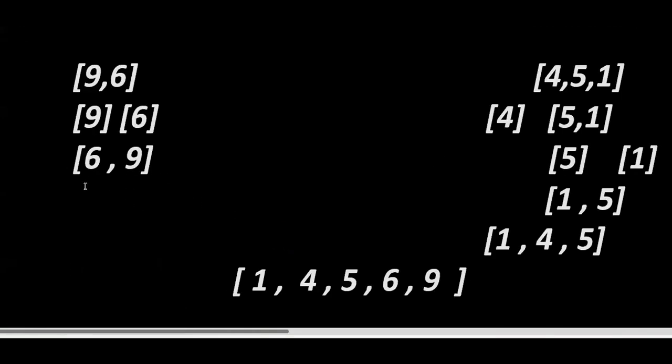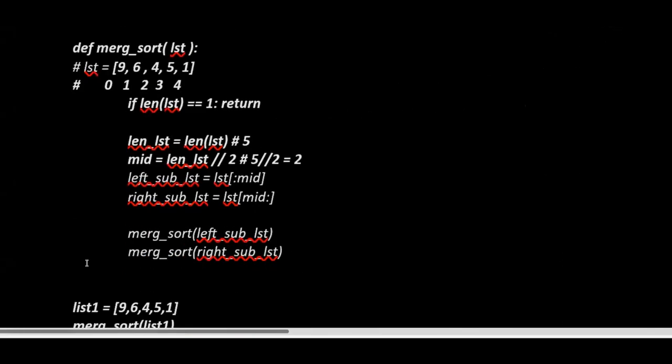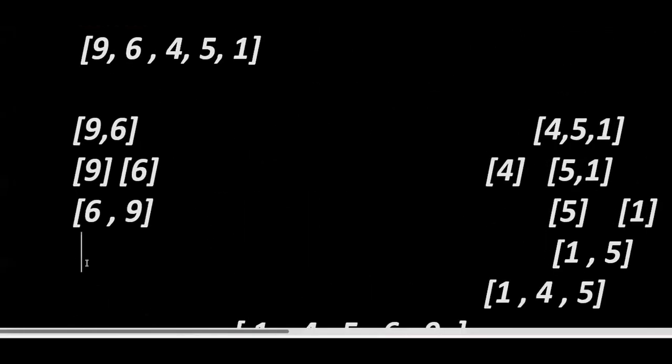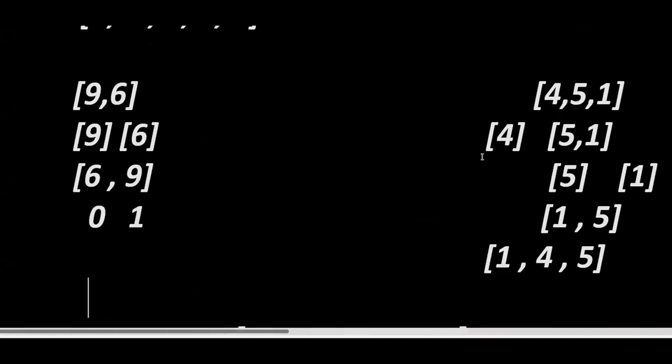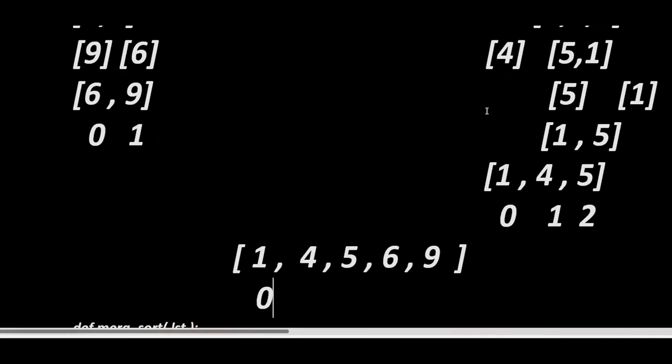Yes, we can one more time analyze this code based on indexes. This is my left subarray, and the indexes are 0 and 1. Now this is the right subarray, so let us write its indexes as well. 1 will be at the 0th index, 4 at the first index, and 5 at the second index. Now let us see the resultant subarray. This is the result that I want to update in my list.